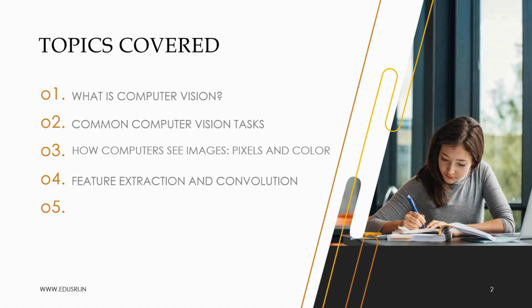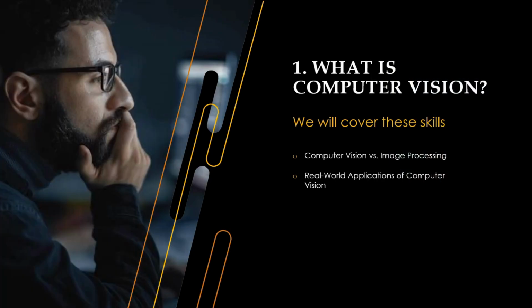Fourth, we will study feature extraction and convolution. We will understand how important features, such as edges, shapes, and patterns, can be identified from an image. Finally, we will learn about convolutional neural networks, commonly known as CNNs. These are special types of neural networks that are widely used for processing and understanding images. So, these are the 5 major topics that we will cover in this computer vision lesson. Now, let's begin with our first topic.